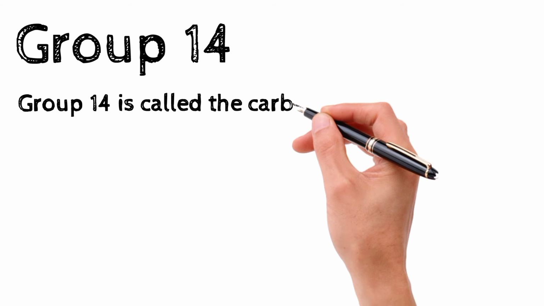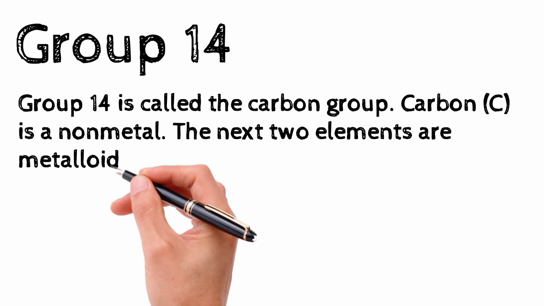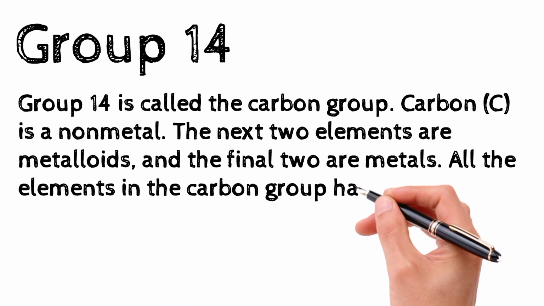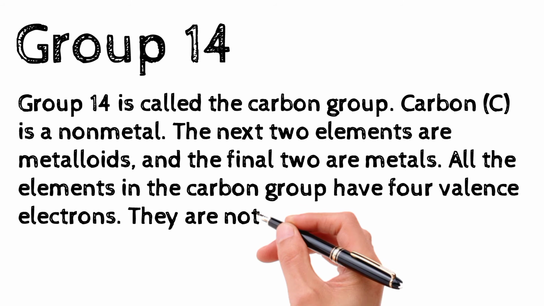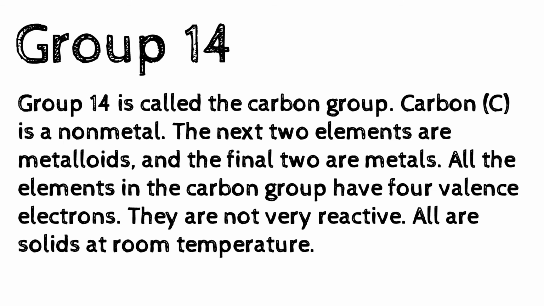Group 14 is called the carbon group. Carbon, C, is a nonmetal. The next two elements are metalloids, and the final two are metals. All the elements in the carbon group have 4 valence electrons. They are not very reactive. All are solids at room temperature.